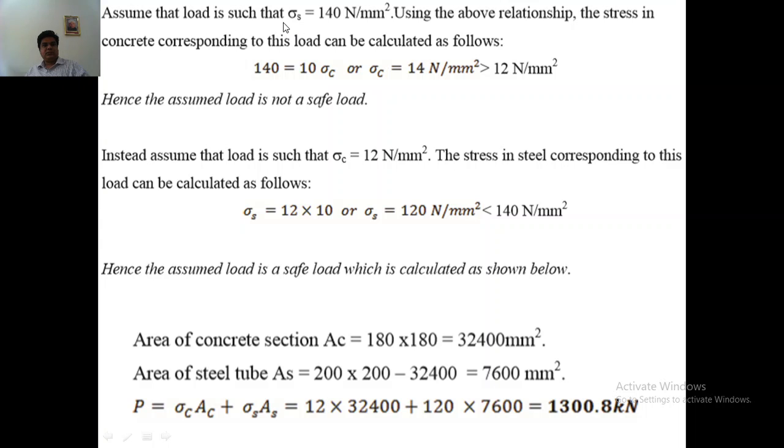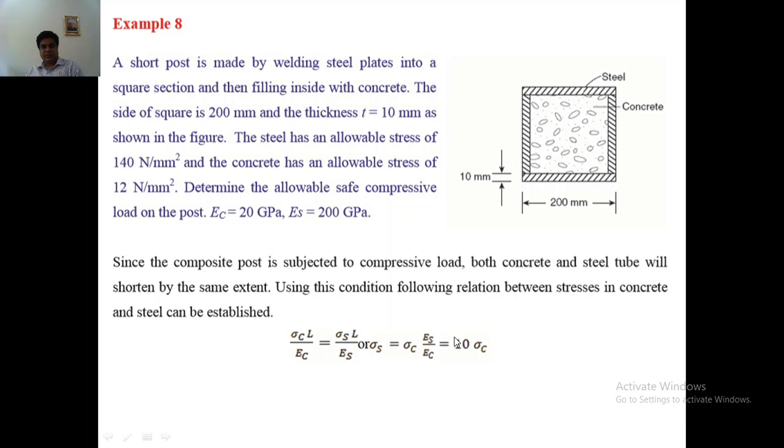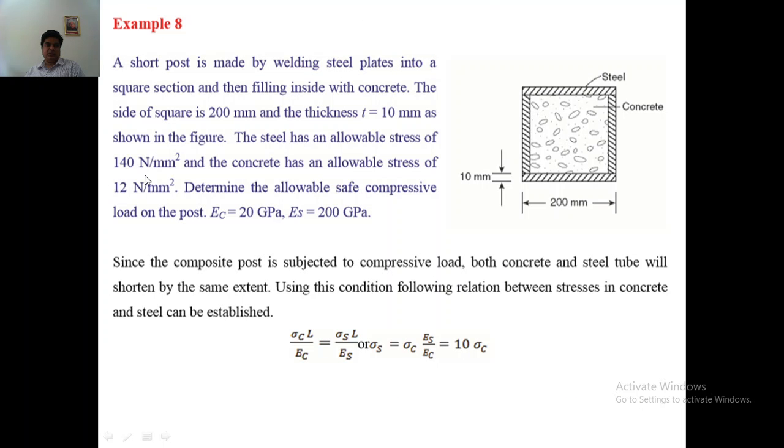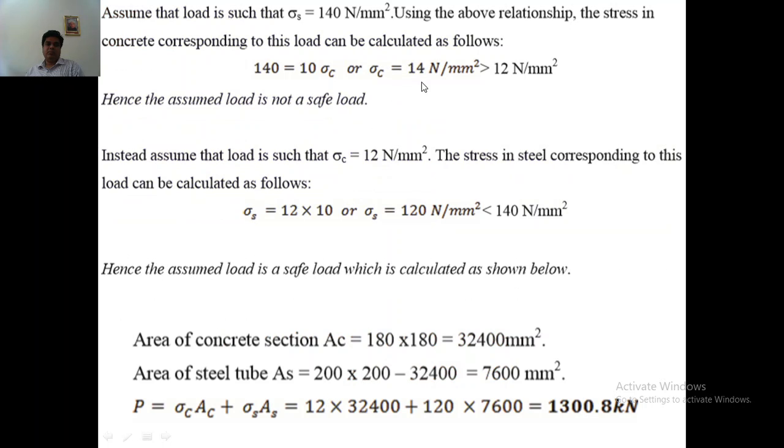So when you assume that sigma S is given as 140 and substitute it in this equation, what will happen to sigma C? Sigma C is 14 Newton per millimeter square. But the allowable stress in the concrete is given as 12 Newton per millimeter square. So the stress in the concrete would be 14 megapascal, which is more than 12 megapascal. Therefore, this condition is not satisfied. So the assumed load or assumed stress is not safe.